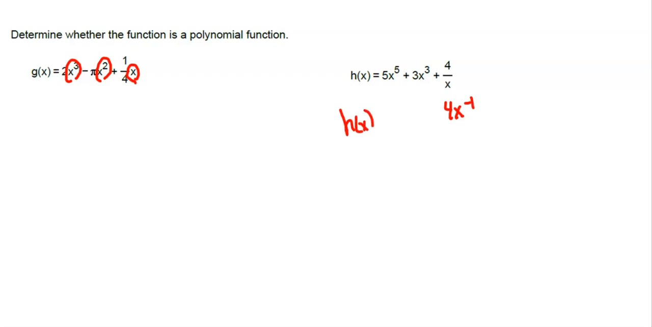So when we look at the powers on the x's in each term, we do have an x to the fifth. That's fine for a polynomial. We've got an x to the third. That's fine for a polynomial. However, this term has an x to the negative first in it, and in order for this to be a polynomial, the exponents on the x's have to be only whole numbers. So 0, 1, 2, 3, etc. Negative 1 is not a whole number.